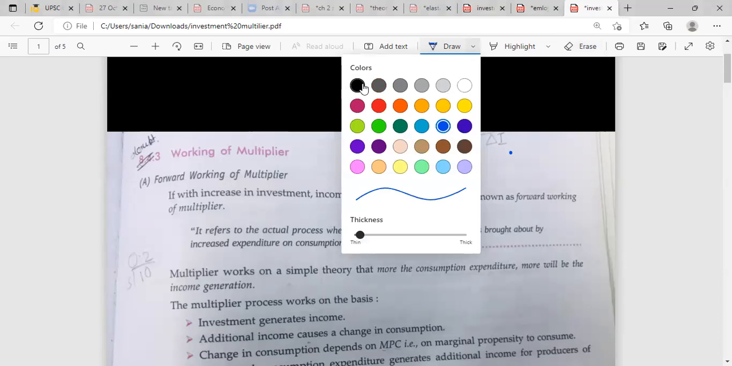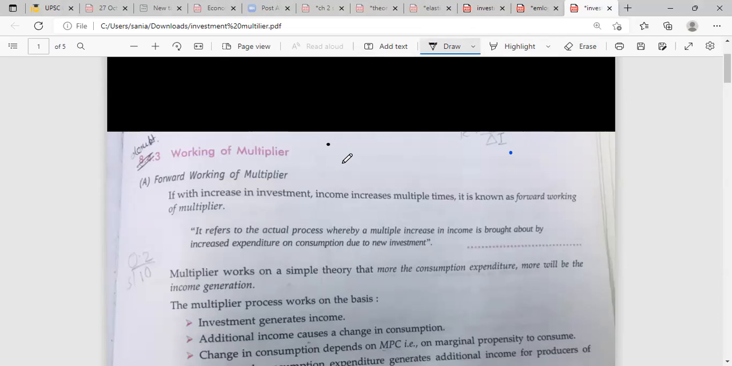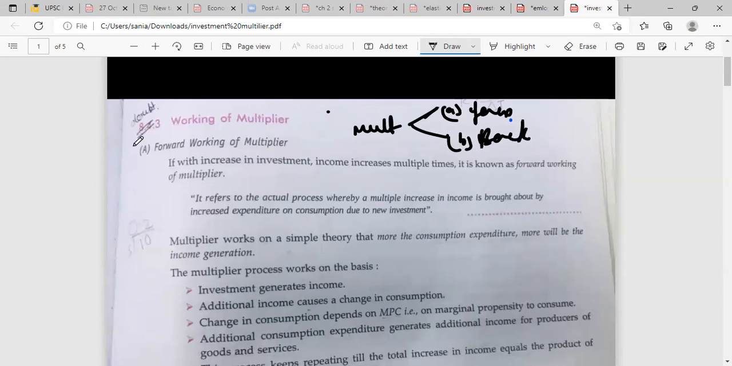So today we are going to do the investment multiplier. The investment multiplier is in two forms: one is forward working and one is backward working. First of all, we will discuss the forward working multiplier. If with an increase in investment, income increases multiple times, it is known as forward working of multiplier. Clear? Because of investment, if your income is multiplying multiple times, that is a forward working multiplier.